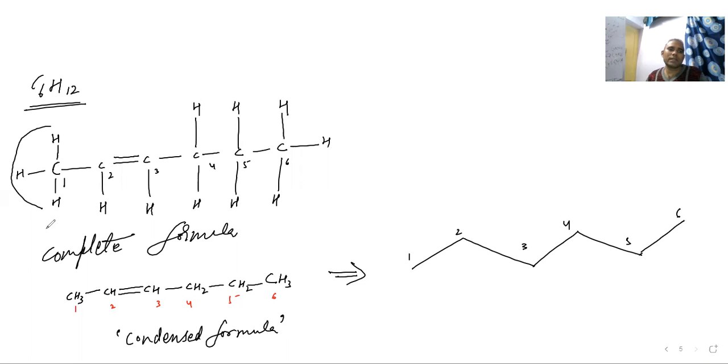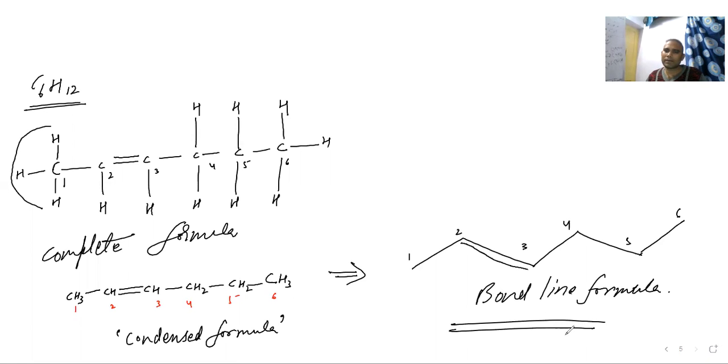Where is the double bond? Between 2 and 3 a double bond is there. So we have to mention that between 2 and 3 there is a double bond. So this is what is known as the bond line formula. Okay, sir, understood now? Yes, sir.